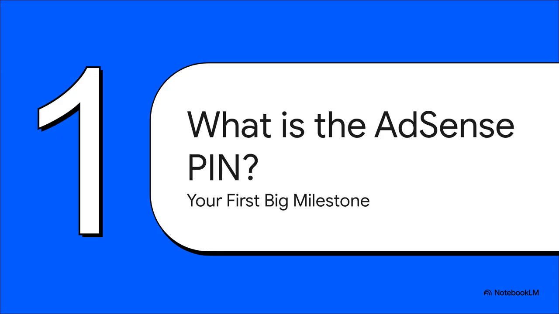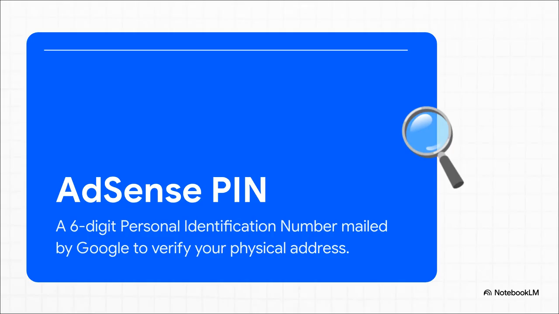Think of this as the first official quest in your payment journey. Just understanding what the AdSense PIN is, because really, it's the key that's going to unlock all of your earnings. Okay, so here's the funny part. For such a high-tech company, this process is surprisingly old school. The AdSense PIN is a 6-digit number, but it's not going to come in an email or a text message. Nope. Google physically prints it on a piece of paper and sends it to you through snail mail. It's a real-world security check for your digital business.